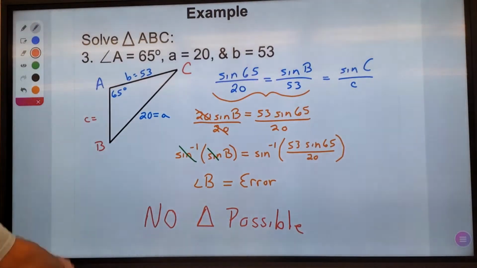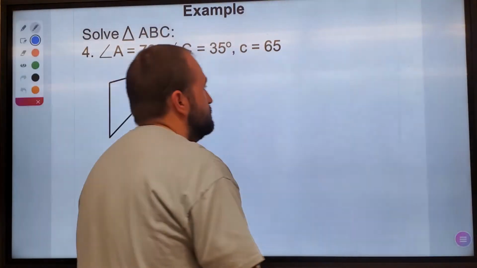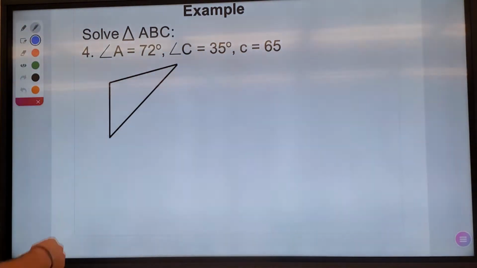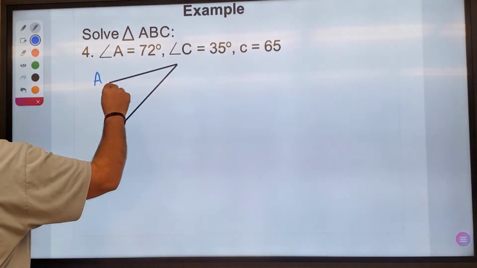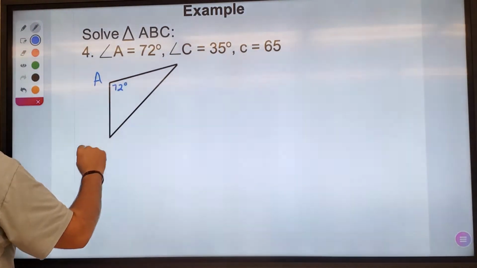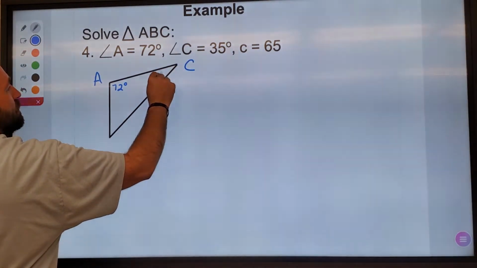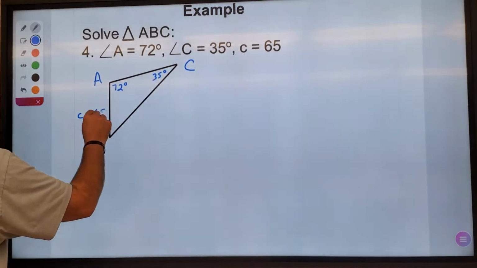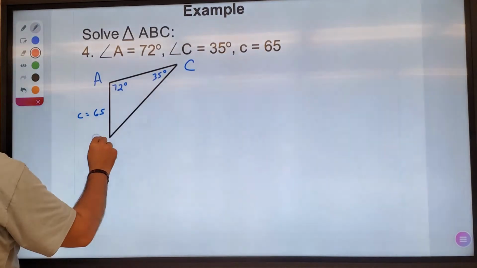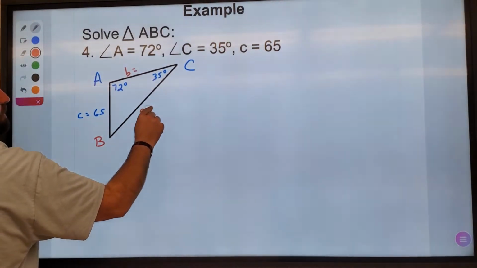Okay, moving on to number 4. Okay, again, I'm going to label then. Angle B is the only one missing here, so I'm going to have angle A up top, 72 degrees. And we can stay consistent here and put C up top here, 35 degrees there. Side C is 65. So I am missing angle B, side B, and side A.